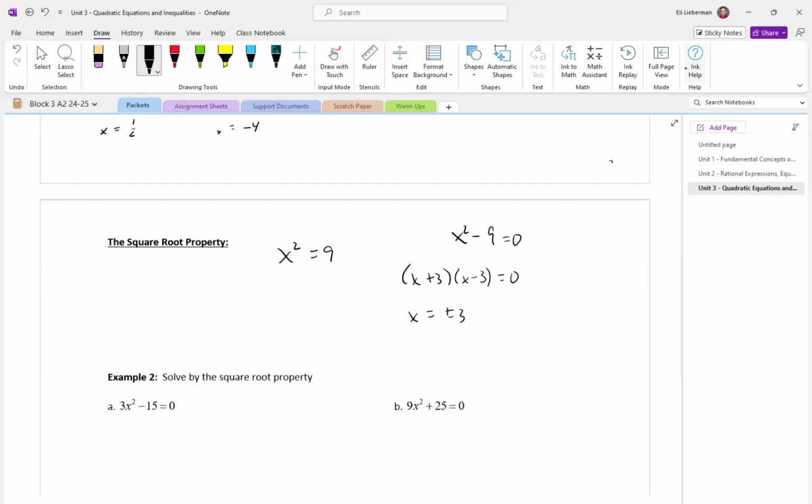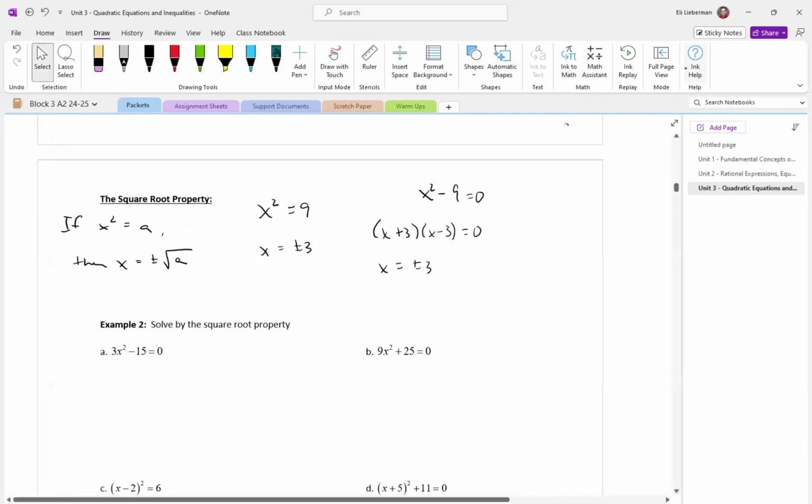But that's way too much work, isn't it? Because like you suspected, we could just take the square root of both sides. We could just say that x is equal to plus or minus 3. And that's something you could always do when that x is being squared. So the square root property: if x squared is equal to a, then x is equal to plus or minus the square root of a. So you can use that anytime you have that variable being squared.